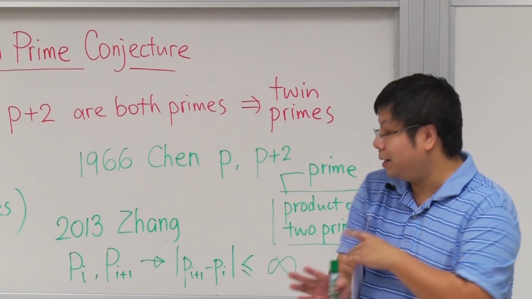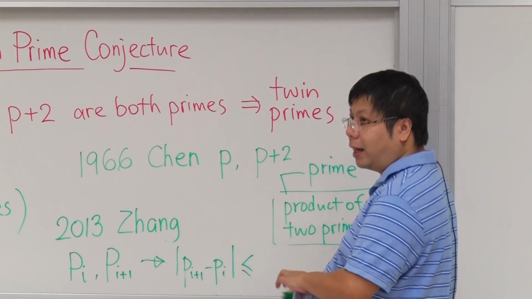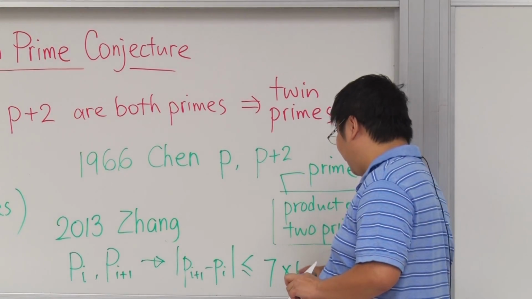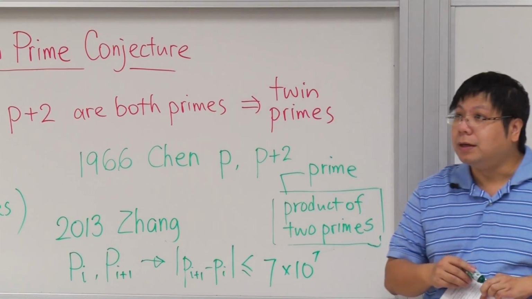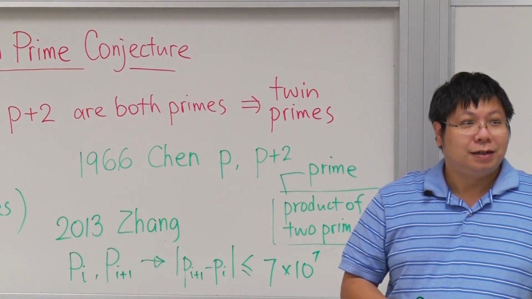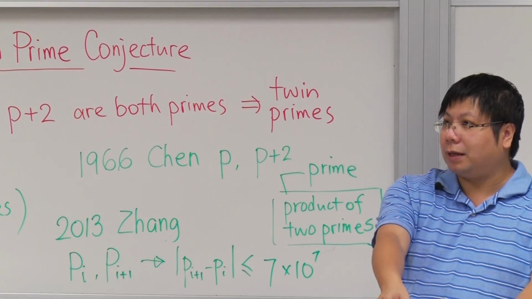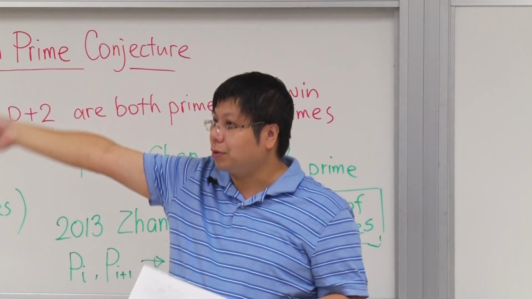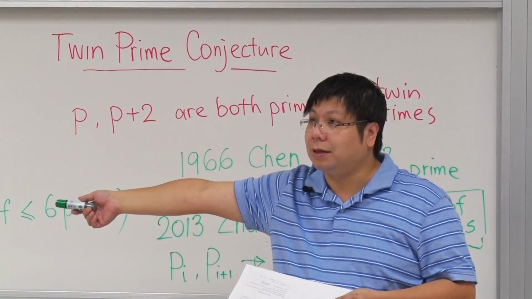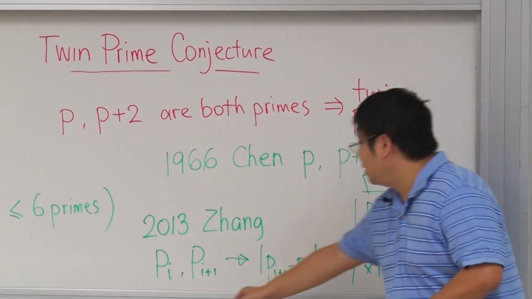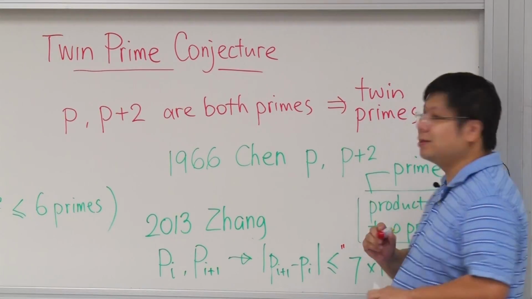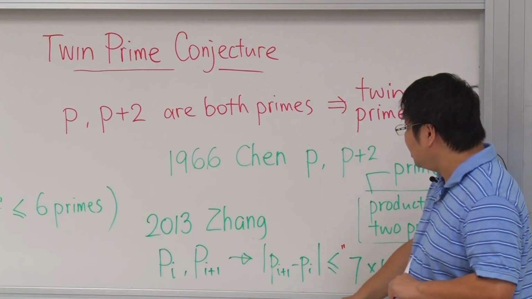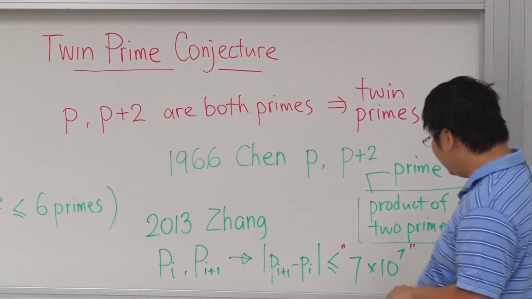But Zhang Yitang says that you can find many pairs of primes and the next prime such that the gap is small enough, 7 times 10 to the power 7. This is much smaller than infinity, right? So you find a prime which is close to the next prime, and later you can find another prime that is also close to the next prime. What is meant by close is this number.